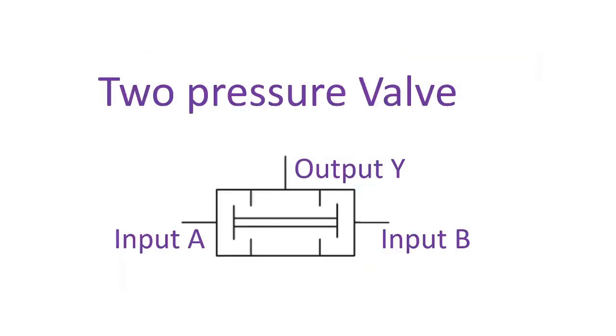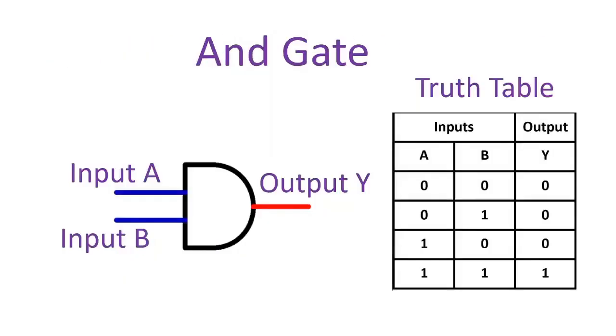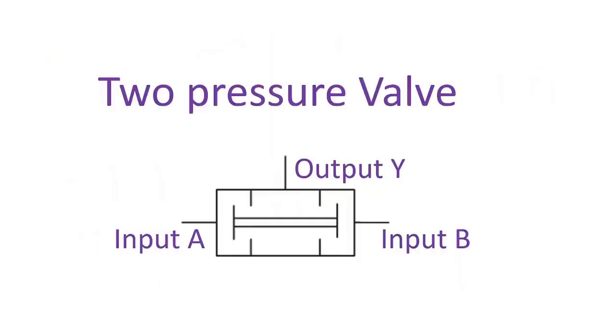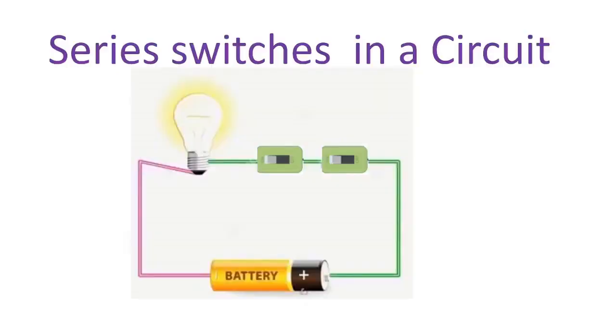The two pressure valve works on the same principle as a series circuit and an AND gate. The output of the two pressure valve is true or high if the two pressure inputs A and B are true, otherwise it's false. In the equivalent series circuit, the bulb will only glow if the two switches are on. And if one of the switches is off, the light will not glow.